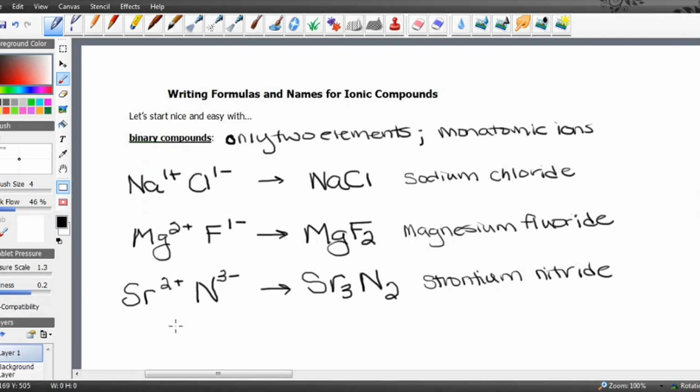Okay, should we do one more? Let's say I wanted to write the formula for a compound between aluminum. Aluminum's in group 3, so it's got a 3 plus charge. And let's say bromine. Bromine is in group 7, so it's going to make a 1 minus charge. I'm going to make those charges cancel out. I'm going to need 3 total bromines to get to a 3 minus overall. AlBr3.